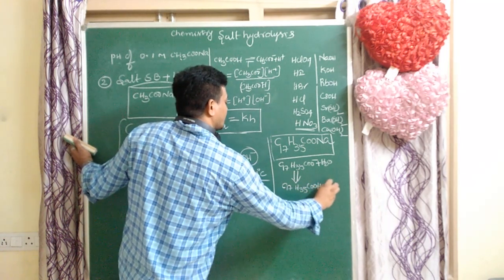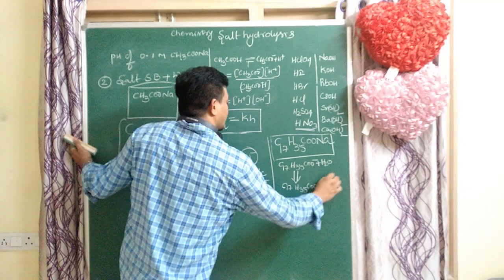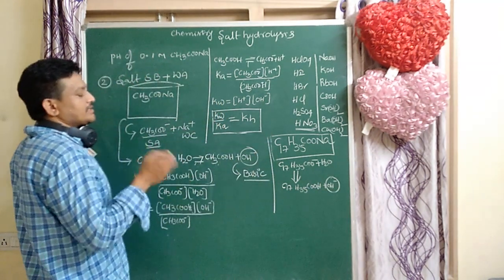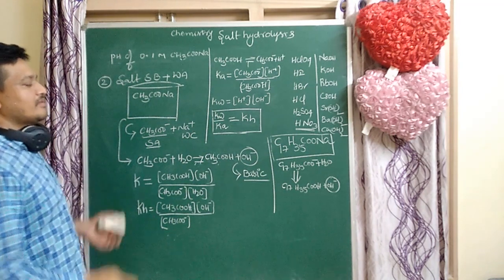To produce OH minus ion. What is the nature of this solution? Basic nature. Why? Because that is anionic hydrolysis.